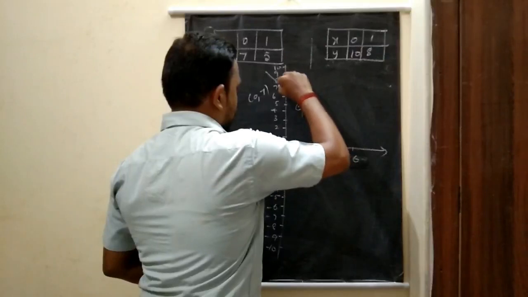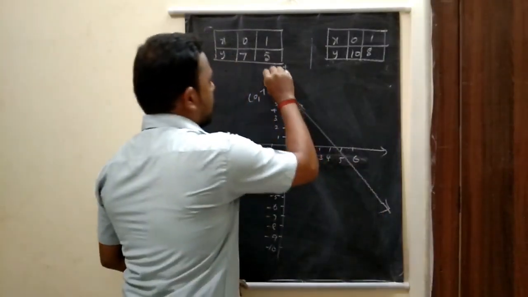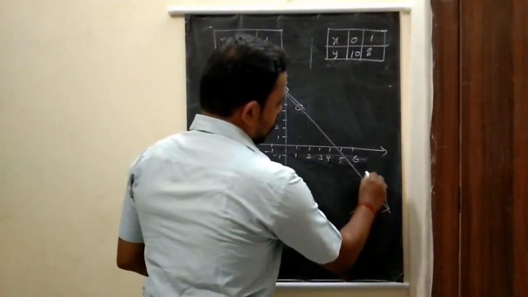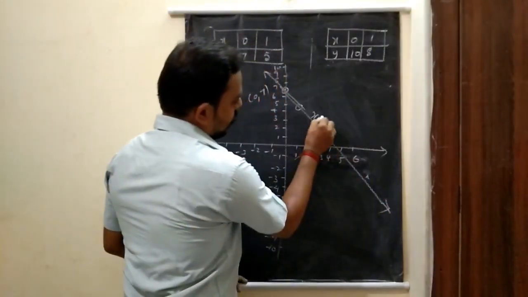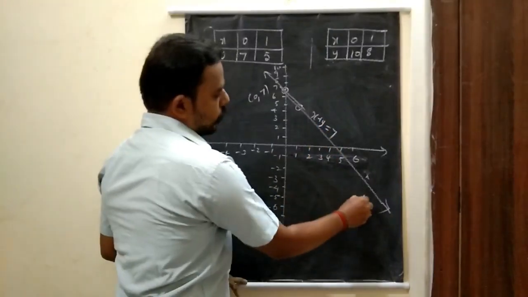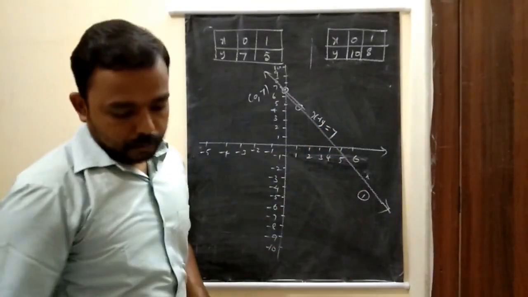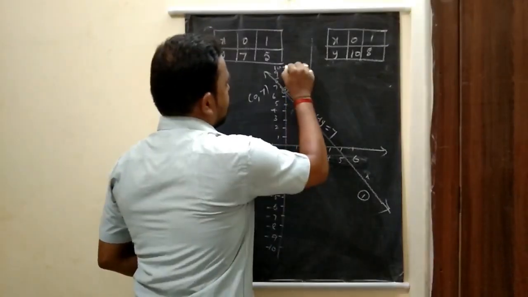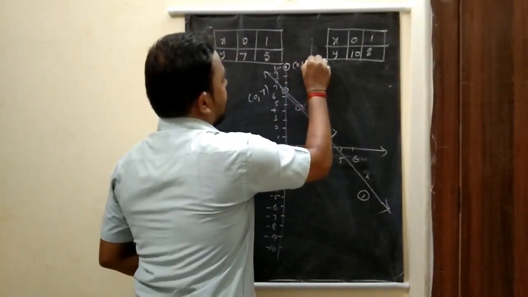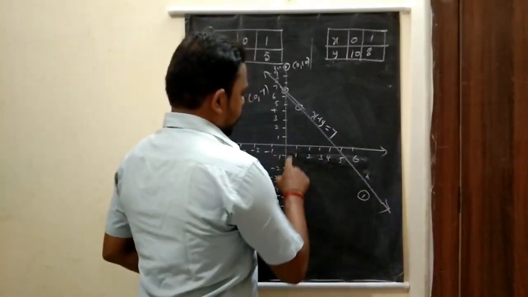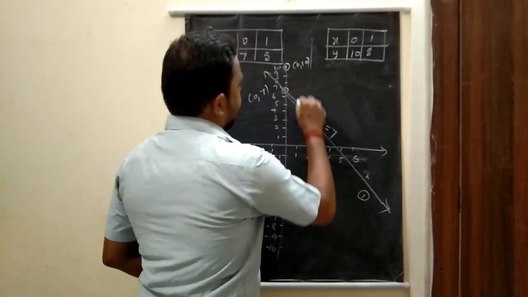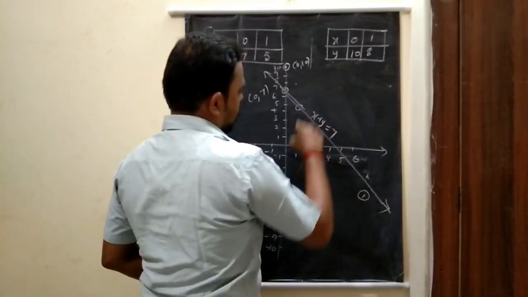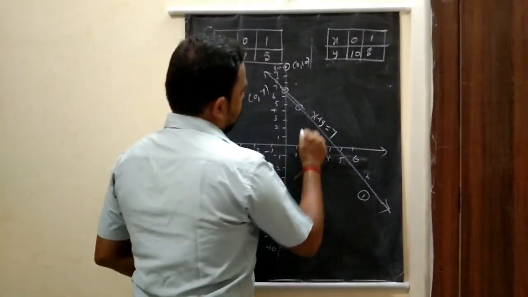So this is the second one. So equation x plus y equal to 7. Right? First one. Similarly, 0, comma 10. X value 0, y value 10. This is 0, comma 10. And x value 1, y value 8.